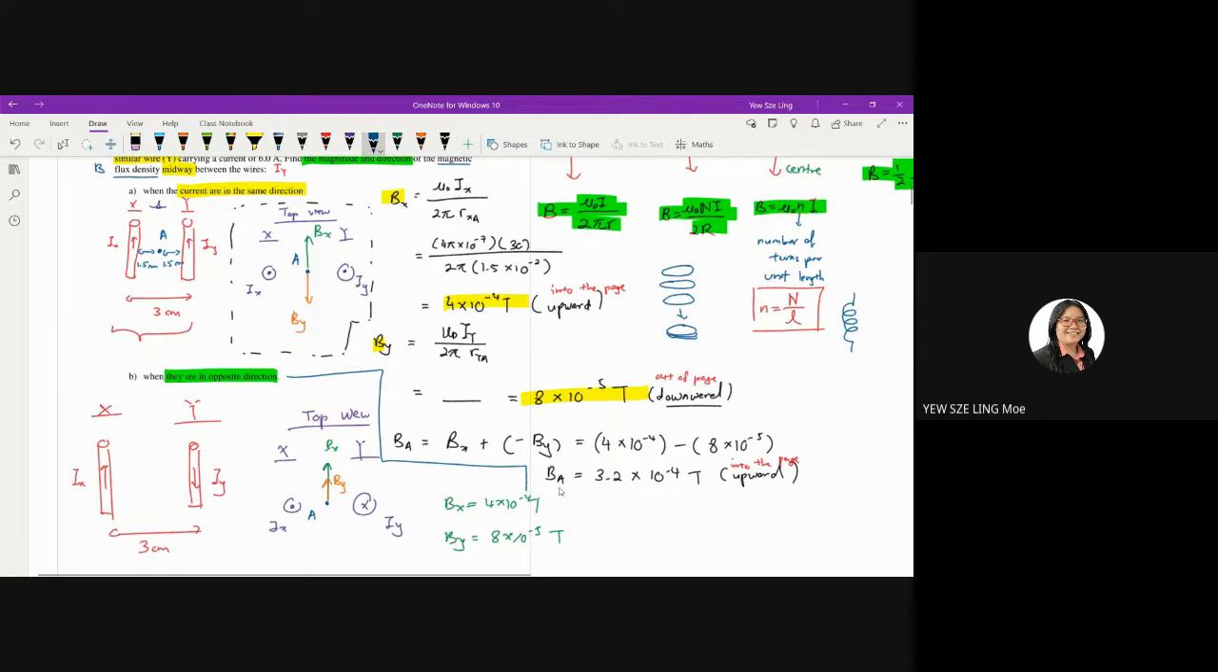So my new BA, my BA in question B, would be equal to Bx plus By, which is then equal to 4.8 times 10 to the power of negative 4 Tesla. And now this is heading upward. So that is how you solve it.